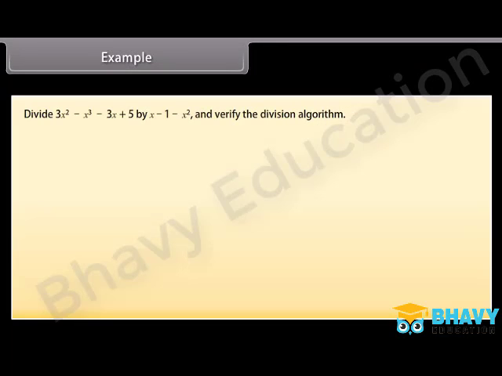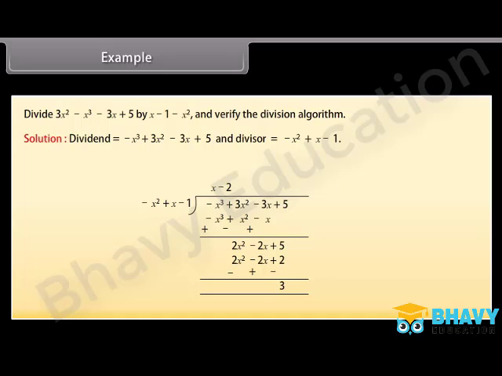Example: divide 3x square minus x cubed minus 3x plus 5 by x minus 1 minus x square and verify the division algorithm. Solution. Firstly, we will write both the dividend and divisor in decreasing orders of their degrees. Dividend is minus x cube plus 3x square minus 3x plus 5, and divisor is equal to minus x square plus x minus 1. By dividing, we get quotient is equal to x minus 2 and remainder is equal to 3.